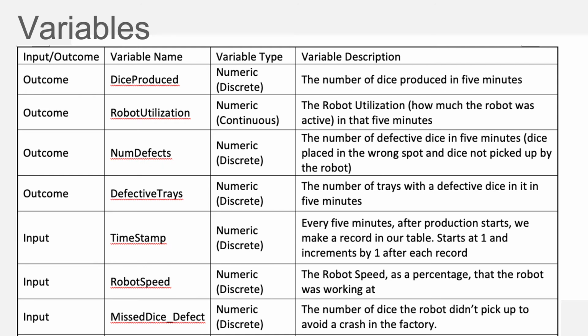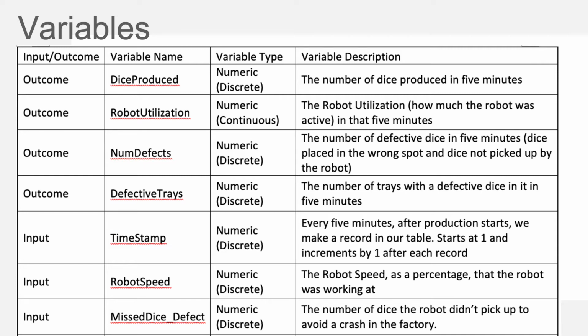These are the variables we're using. So those are the first 4 of the outcome variables that we already explained, and all of those are numeric outcomes. Robot utilization is the only one that's continuous. All the other ones are discrete numbers. We also have inputs like timestamp, which is when that record was logged, and that one we had to manipulate to give us useful information. And so instead of giving us the time, it starts at 1 when we start production, and then it increments by 1 for every record.